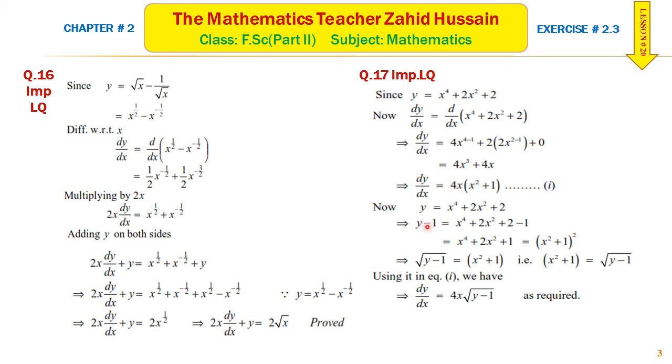Taking square root of this and this, we get square root of y minus 1 and x square plus 1. This square is cancelled with square root and we can write x square plus 1 is equal to square root of y minus 1. So in this equation we are able to find the value of x square plus 1, which is equal to square root of y minus 1.